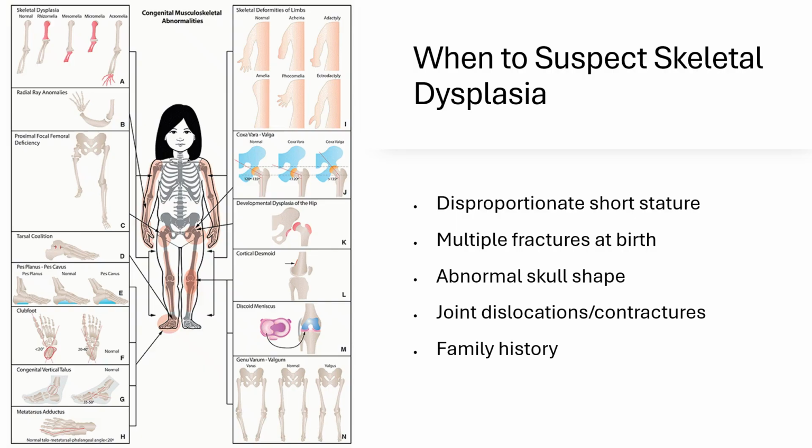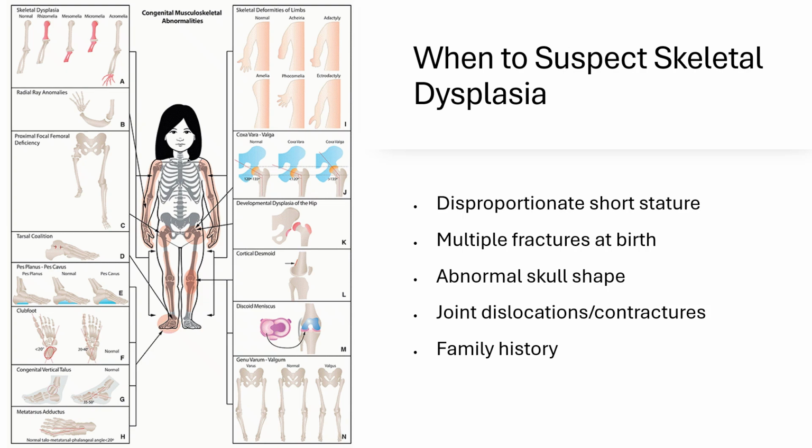Developing clinical suspicion for skeletal dysplasias requires training your eye to recognize patterns that suggest something more complex than typical newborn variations. Think of this recognition process as being similar to pattern recognition in any field. Once you understand what to look for, abnormal findings begin to stand out clearly against the background of normal variation.